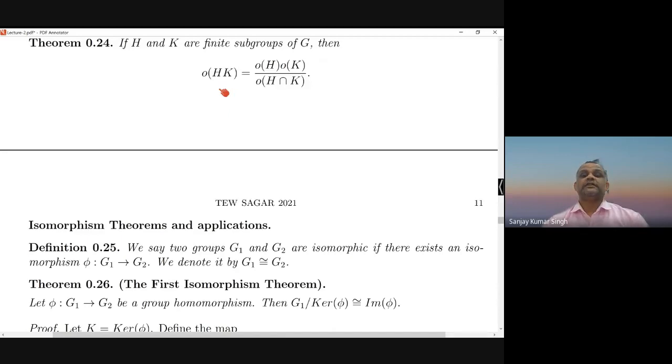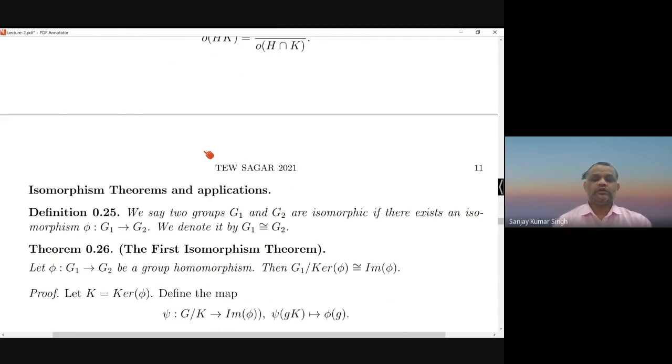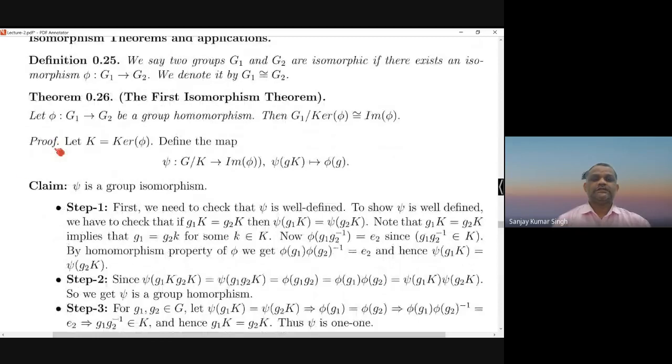So I will not prove this theorem now, but I will prove it using an isomorphism theorem in the case when at least one is a normal subgroup, such that this is actually a group. So now I will jump to the isomorphism theorems and applications. But before that, if you have any questions, you can ask. Any question? No. I assume that there is no question, so let us go ahead.